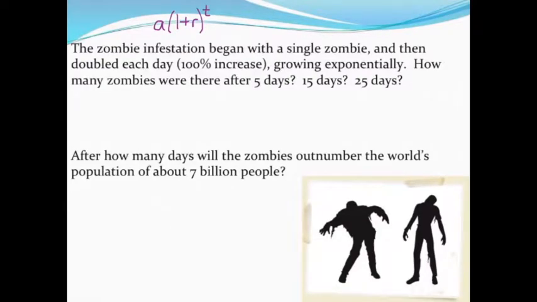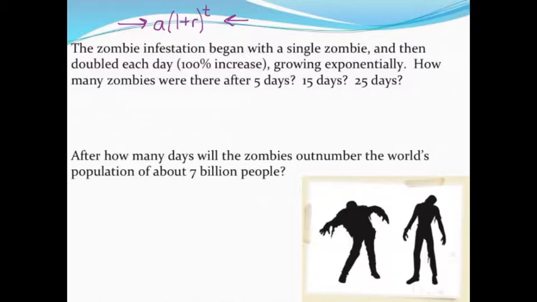Recall that our model for exponential growth is going to be this. A times 1 plus r raised to the t. A represents my initial amount, how much I start with. The 1 is in there because we're always starting at 100% and then either adding or subtracting depending on if we have an increase or decrease problem. R represents our growth rate or our decrease rate as a decimal always, and then t represents time.